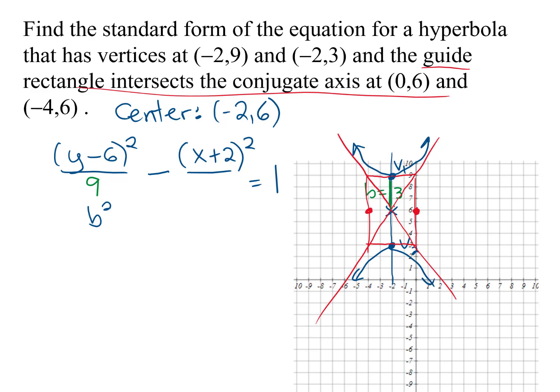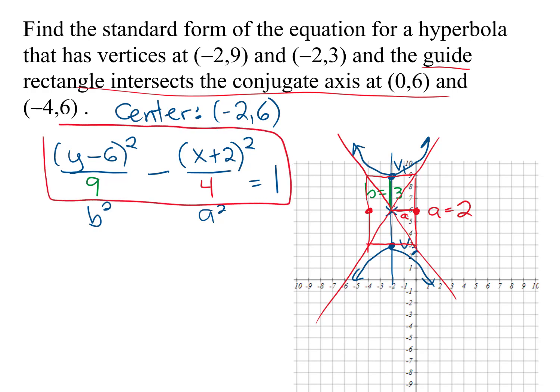But let's figure out the piece we need. The piece we need is a squared underneath the x. And so how do we figure out a squared? Well, from the center, this would be a. So it looks like a equals 2. And if we square that 2, then we would have 4. So here is the equation of the hyperbola that meets these conditions.